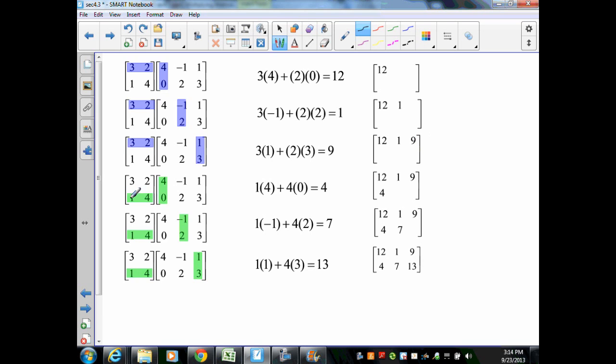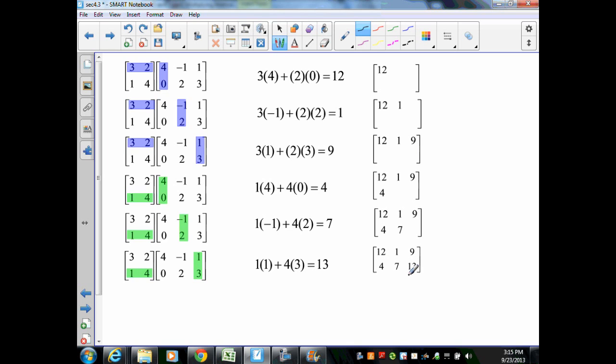Then I take the second row and multiply it times the first column. And that gives me 4. So that's going to give me element 2, 1. The bottom row times the middle column, or number 2, is going to give me 7. And that's element 2, 2. And finally, the bottom row times the third column is going to give me 13, and that is going to give me element 2, 3.